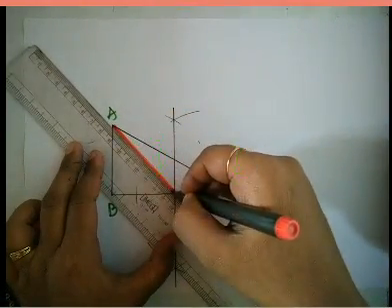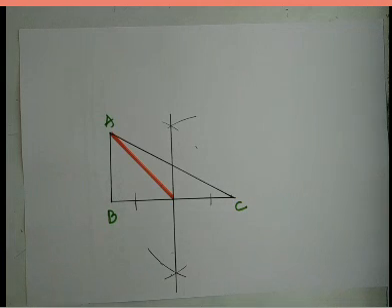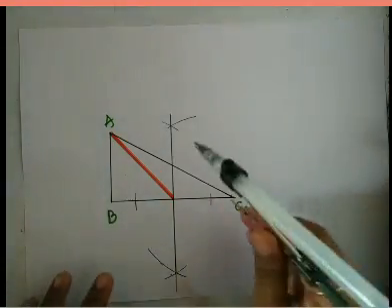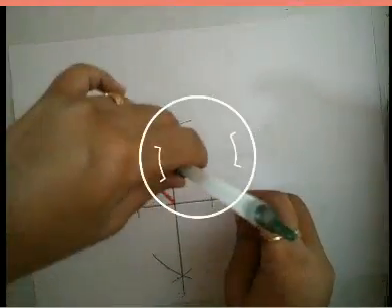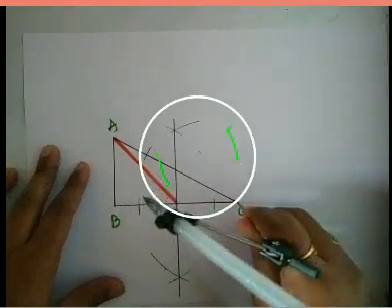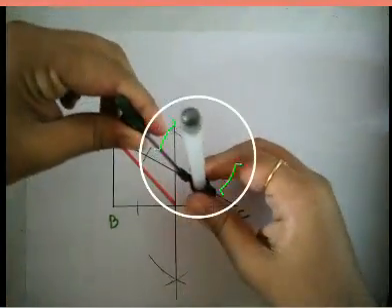So this is the first median I have drawn. Now come to the next one, segment AC. I'll keep the pointer on C, take more than half distance, and draw an arc. Now keep the pointer on A and draw an arc.